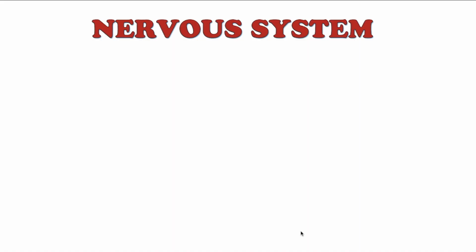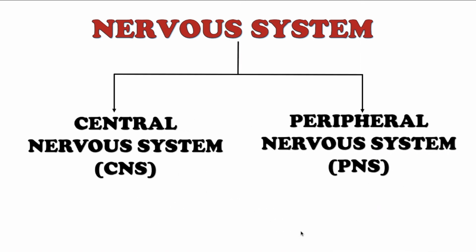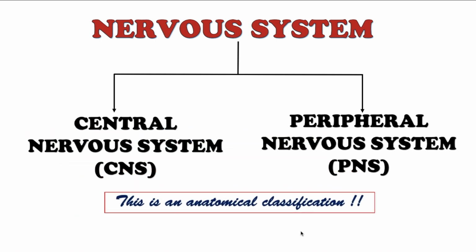After defining the nervous system, let's classify it. The nervous system can be classified into two different categories, the central nervous system and the peripheral nervous system, abbreviated as CNS and PNS respectively. But this is just the anatomical classification. We can classify the nervous system on the basis of its functions as well.